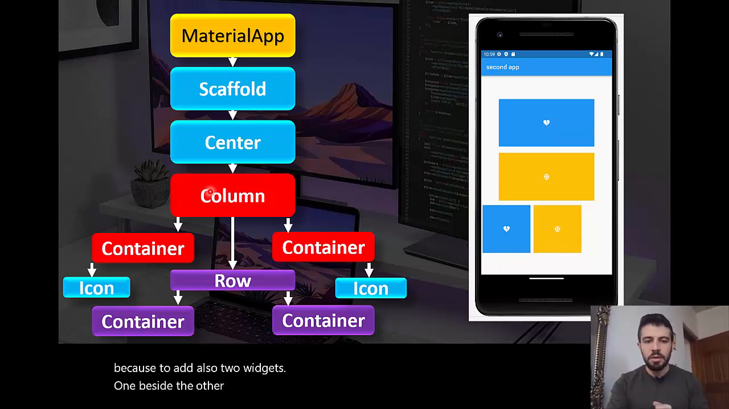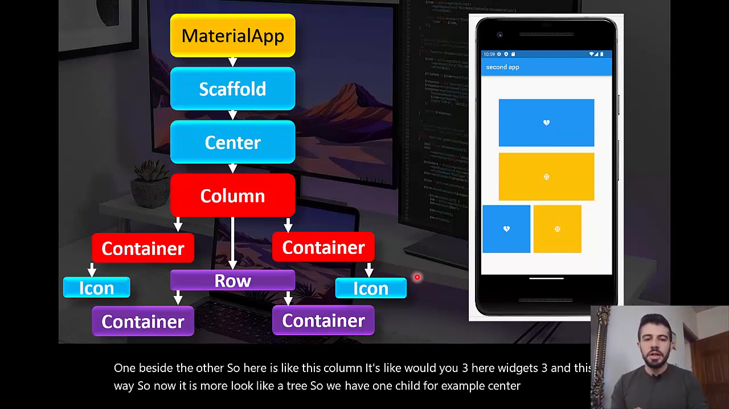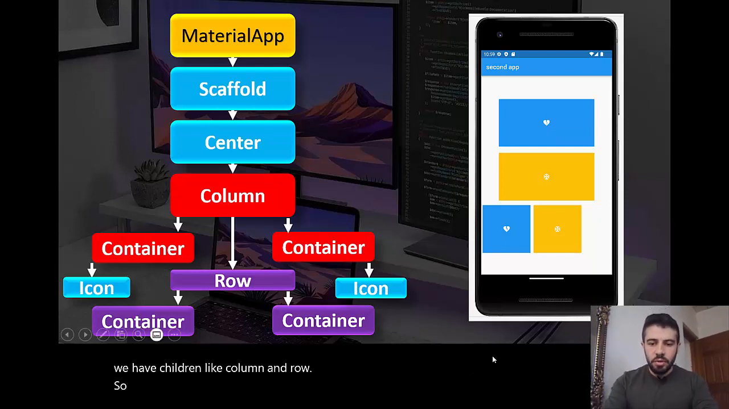So this is like a widget tree, a widgets tree in this way. Now it looks more like a tree. We have one child, for example center, container, and we have children like column and row. So now we can just start with that.